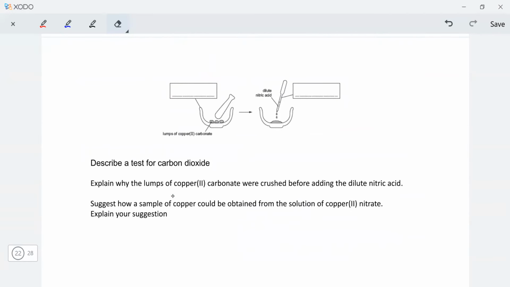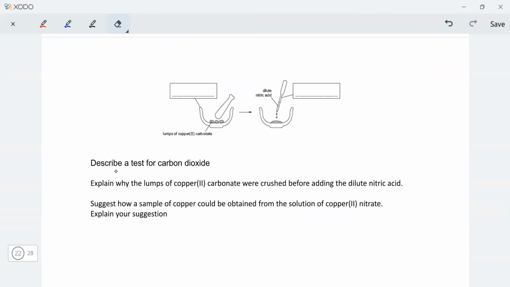Describe a test for carbon dioxide. This is called a mortar. This is called a pestle. Mortar and pestle are used for crushing, and this is called a dropper or a pipette. What is the test for carbon dioxide? Limewater is going to turn milky. Explain why lumps of copper carbonate were crushed before adding the dilute acid. Why do I crush? To increase the surface area so that the reaction becomes faster, or to increase the rate of the reaction.